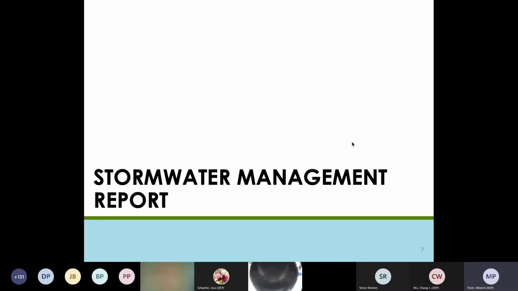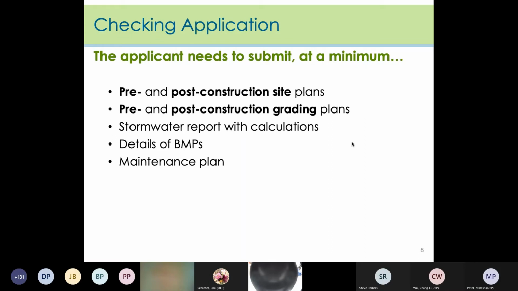Now we're going to look at what the reviewer needs to be looking for in the stormwater management report. The first step in the project review is to check if the application package is complete. All the items listed here must be part of the application. Pre- and post-site and grading plans are essential, as are the associated calculations and any drainage area maps. The details in the report section should match up with the information on all plan pages. Too often we find that some parts or even all of the stormwater report do not match the site and grading plans because the report was copied from another project.